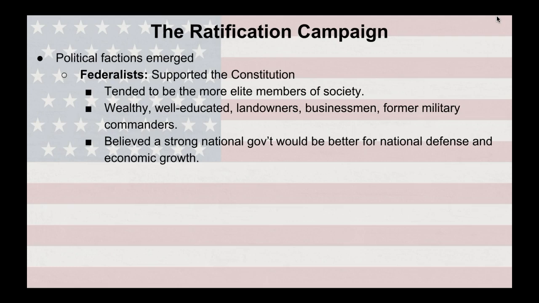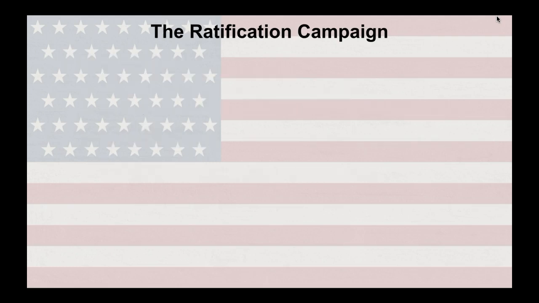And as businessmen, they understand that there is a necessity of the national government to create economic growth, to regulate commerce so that individuals can be protected and make money in the United States economy. Support for Federalists was very strong in the New England areas, and so we're going to see different factions emerge. The second faction is going to be the Anti-Federalists.